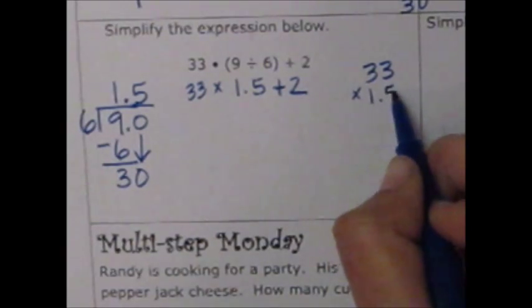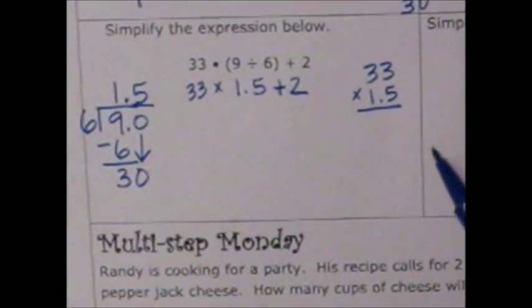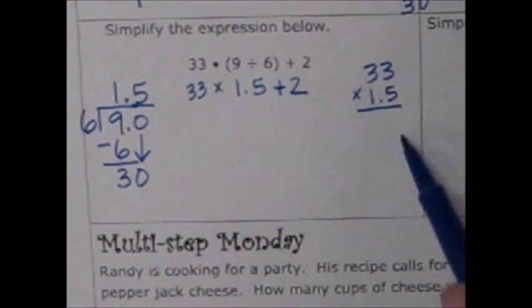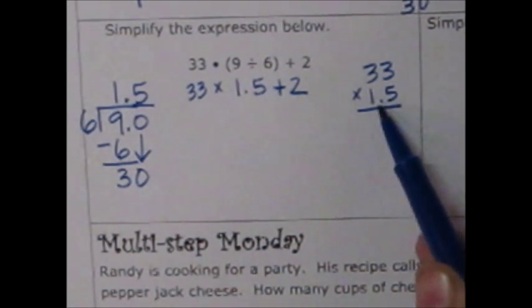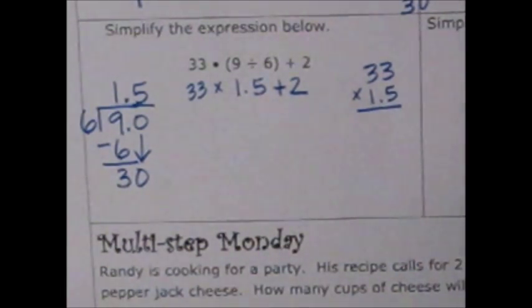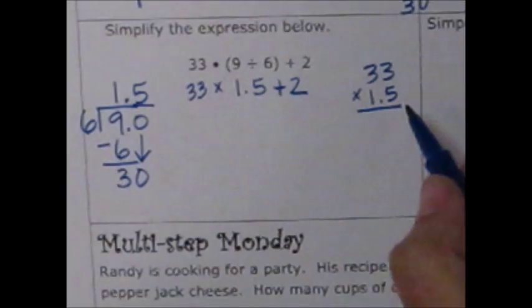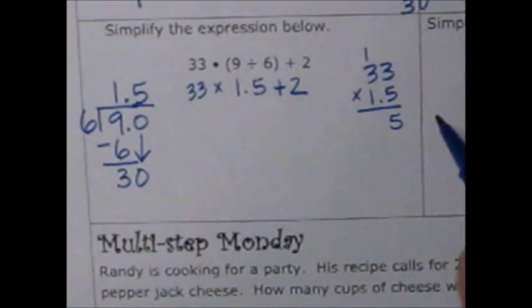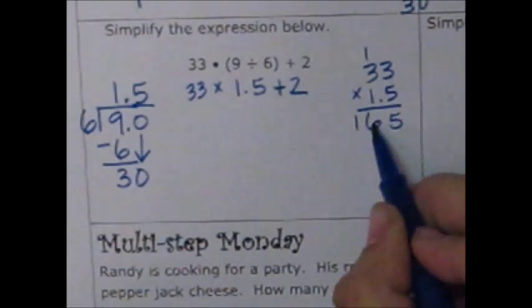Now, when you're multiplying, you don't need to line up the decimal place value, because at the end we're going to see how many place values we move to the left in order to put our decimal, and you'll see it at the end. So 5 times 3 is 15, carry the 1. 5 times 3 is 15, plus the 1 is 16.